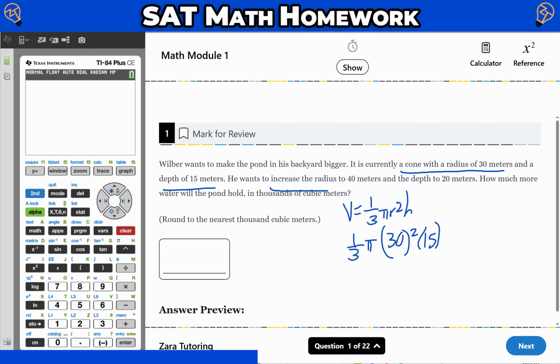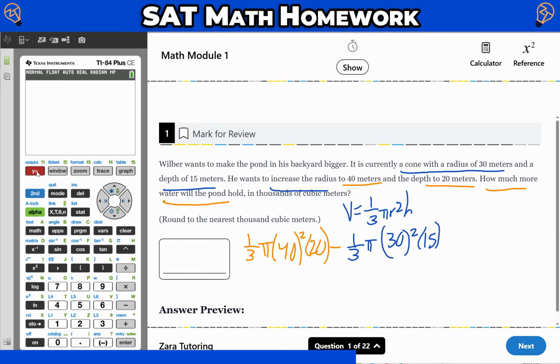We're talking about a new or larger pond for his backyard. So now we still have the same formula, but notice the radius is now 40 meters and the depth or the height is 20 meters. So if we're trying to figure out how much more will it hold, we're finding the difference between these two volumes. So I like to use my calculator.